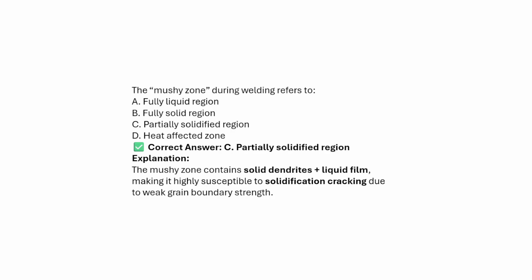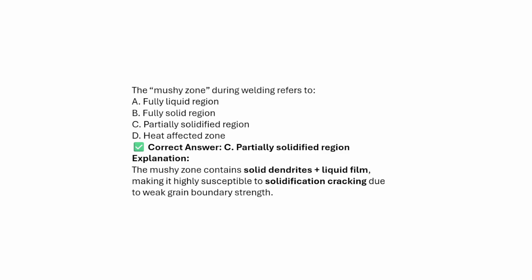The mushy zone during welding refers to: fully liquidus region, fully solidus region, partially solidus region, or heat affected zone? The answer will be the partially solidified region. The mushy zone contains solid dendrites plus liquid film, which makes it highly susceptible to solidification cracking due to the weak grain boundary strength.